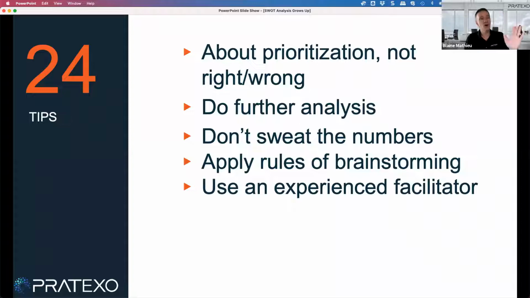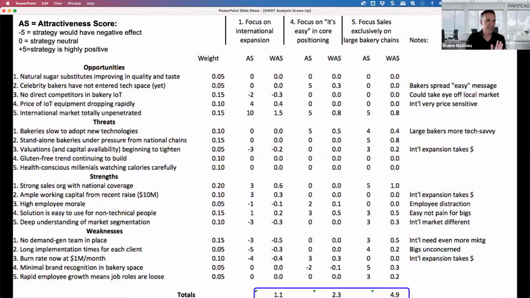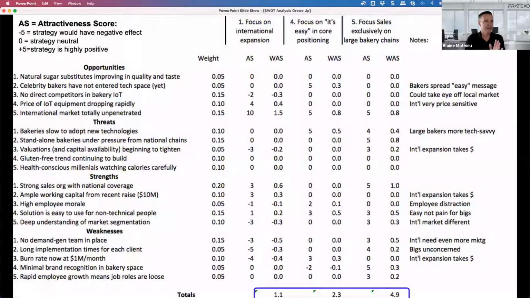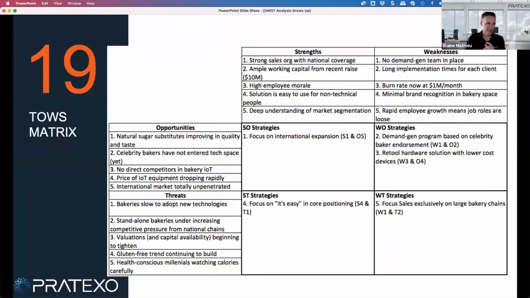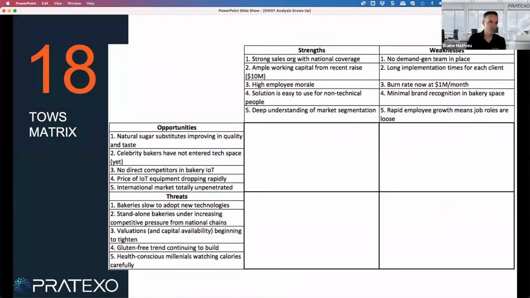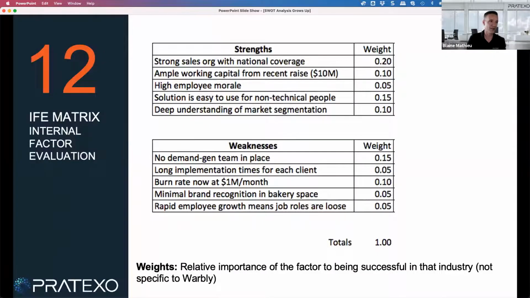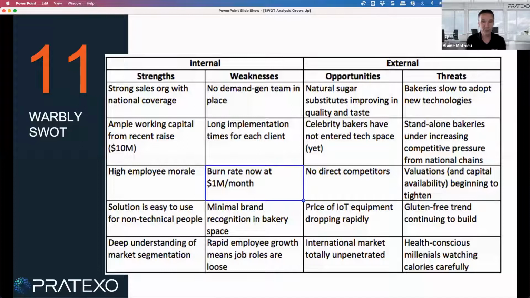Even if you don't go all the way to this analysis, and I know some of you are probably thinking, "Oh my God, I would definitely at least get to this stage." Get to the TOWS matrix, where you start to create some specific strategies based on your SWOT analysis. Don't just stop back here, where you just got your raw analysis.